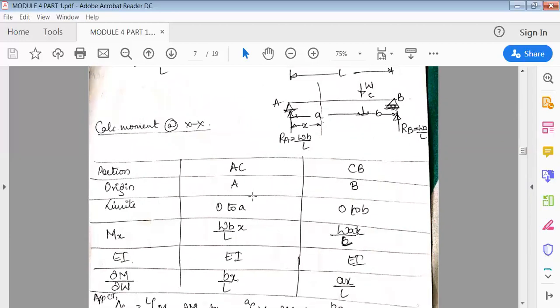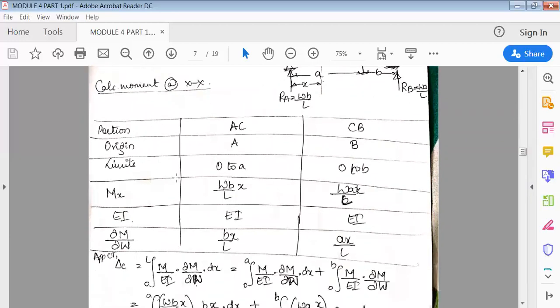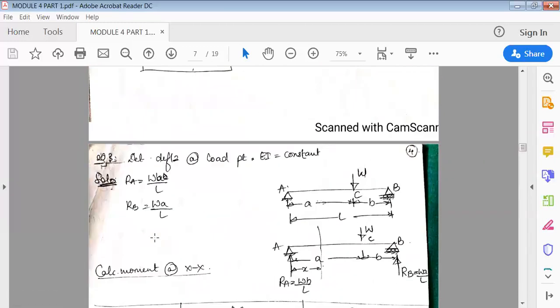Then you have to calculate the moment. Now use this table like this. If you use this table like this, things become simple. First, portion, origin, limits, M, x, EI, dou M by dou W. Now see here, in this I'm using dou M by dou W. So W is nothing but the load.